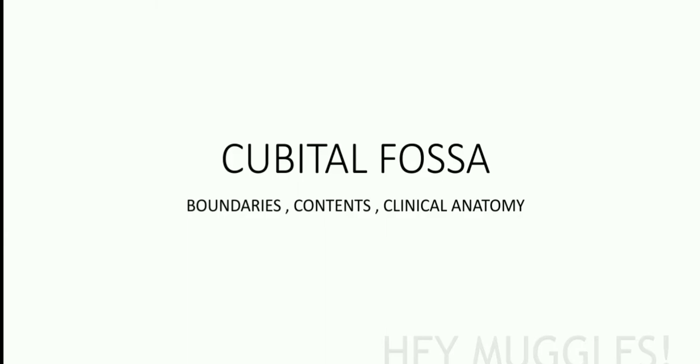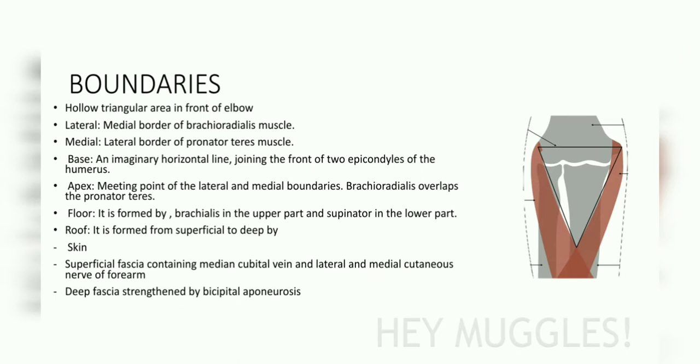Hello everyone. Today I'm going to present a tutorial on the topic cubital fossa. In this video, we are going to cover the boundaries, the contents and clinical anatomy related to cubital fossa. So let's start. What is cubital fossa? Cubital fossa is basically a triangular hollow area present in front of your elbow, right? And it corresponds to your popliteal fossa of the lower limb.